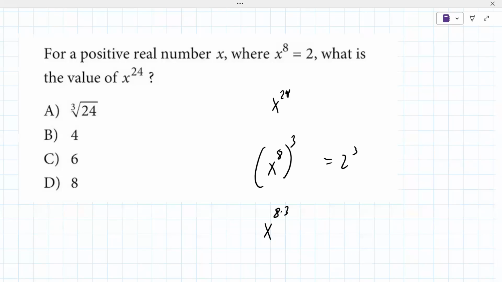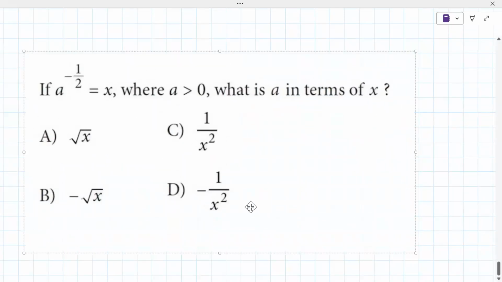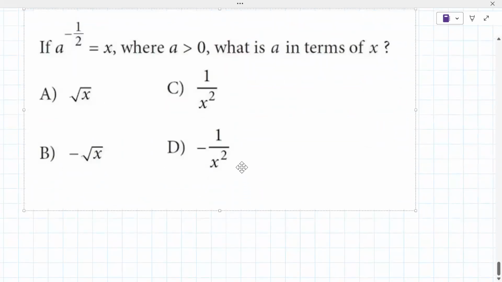Let's put up another question here. This one requires a bit more work, but the exponent rules do help here. Is it B?